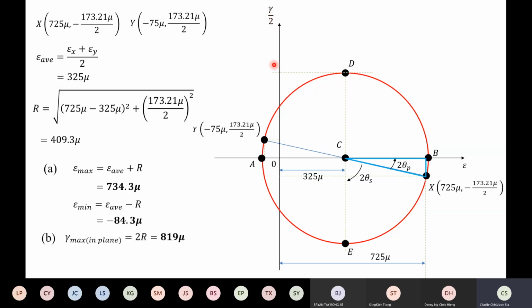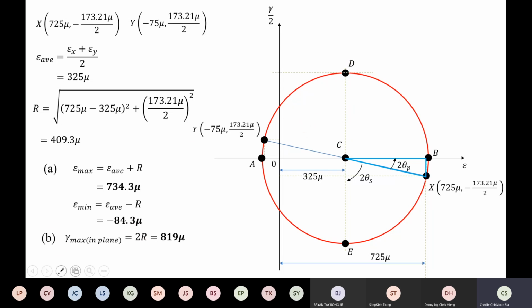Therefore, if you want to calculate the maximum shear strain, it will be equal to 2R, not equal to R, because the value of the y-axis represents shear strain divided by 2. Therefore, when you want to calculate the shear strain value, you need to multiply by 2 the value that you read from the Mohr's circle.